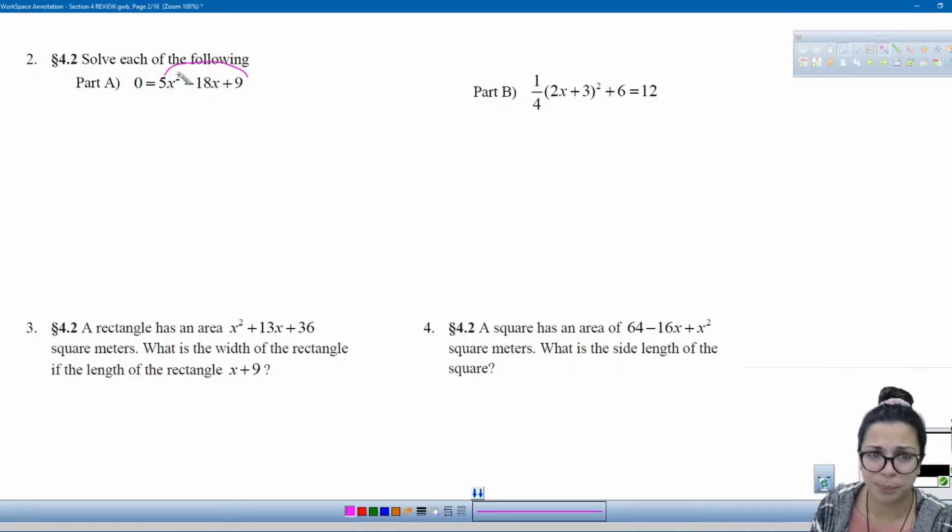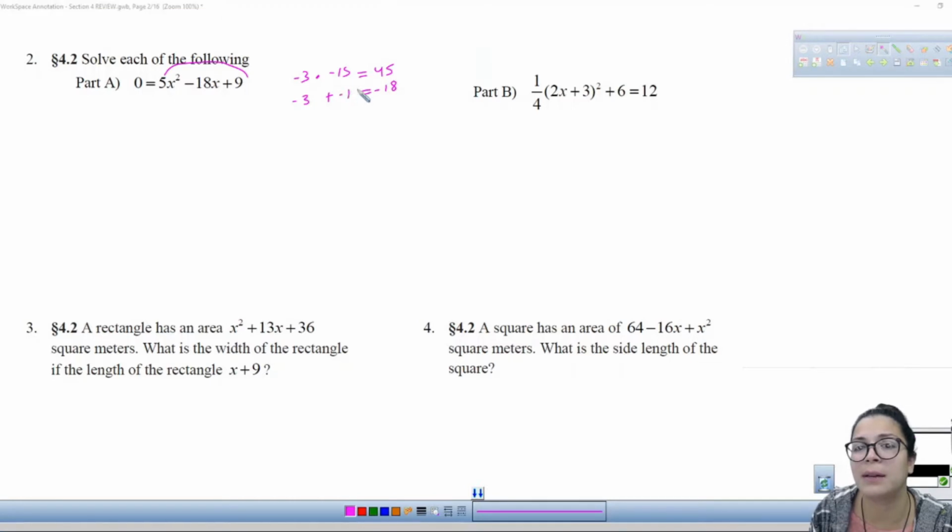If I rainbow over, 5 times 9 is 45. And we're adding to negative 18. Multiplies to 45, adds to negative 18. Will be negative 3 times negative 15, negative 3 plus negative 15.